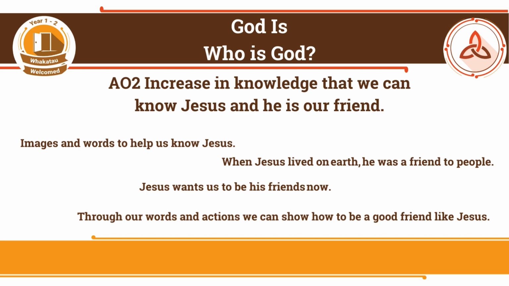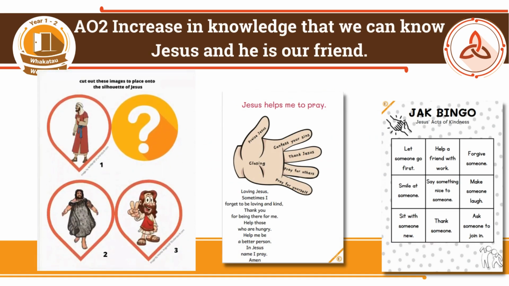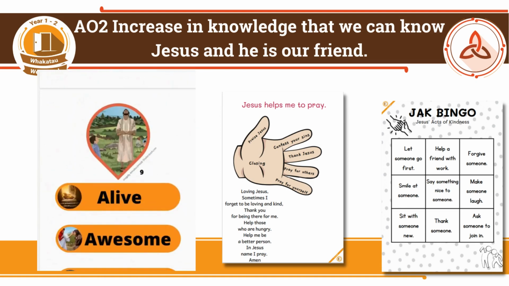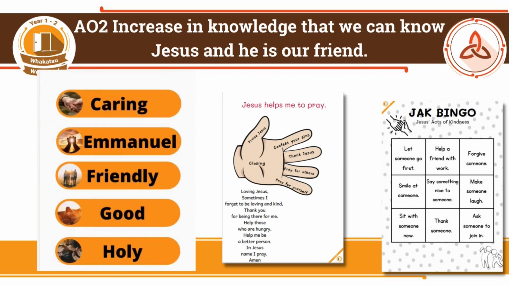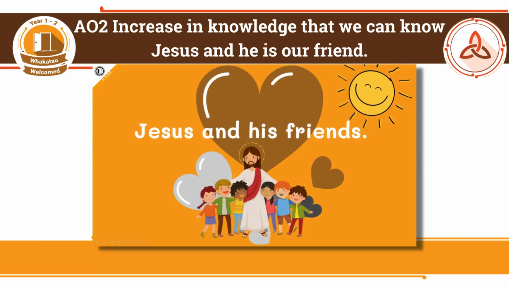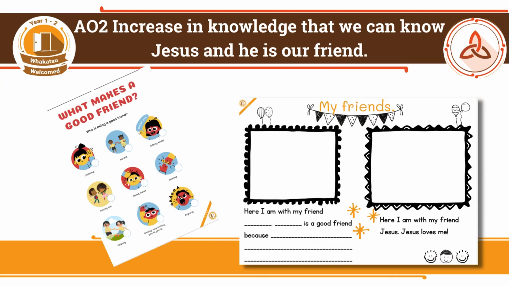AO2 is increase in knowledge that we can know Jesus and He is our friend. In AO2, children begin to take a look at hehu and how we can all be friends with Jesus. This learning is a gentle way to start discussing what a good friend looks like and what they do, using Jesus as the ultimate model for how to be a good friend. Within this learning, there are interactive PowerPoints, Bible story links, printable pages, and plenty of opportunities for oral language development.